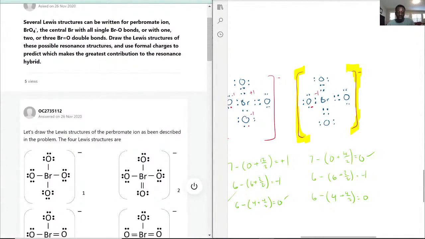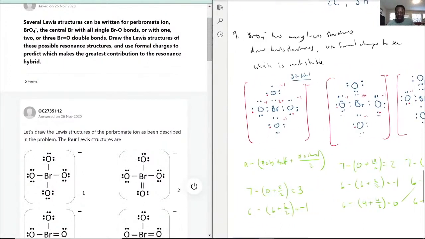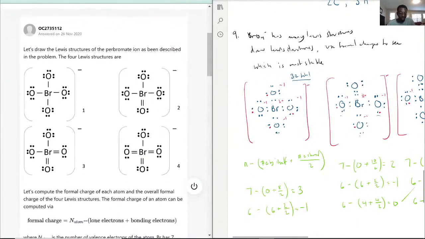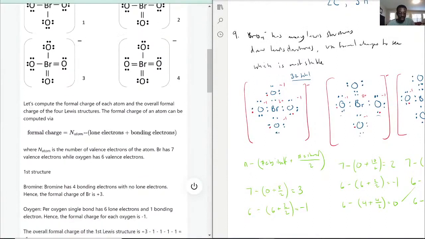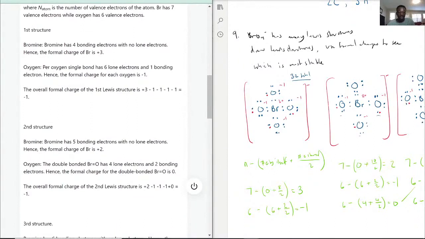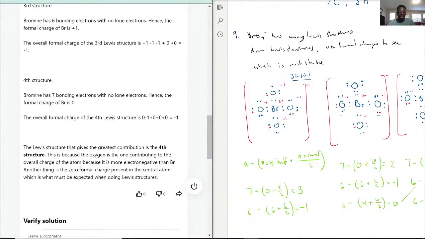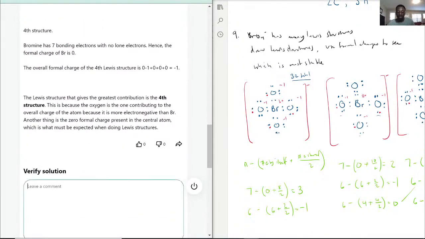And as you can see here, they did draw that, and they did number it 1, 2, 3, and 4. So as I said, 4 would be the most stable. As they go through, they explain the first structure exactly: they have a 3 plus and all these 1 minus 1s 4 times. And the second structure is a little bit less, and it keeps going. And then the fourth structure. So the structure that gives the greatest contribution, as I mentioned, would be the fourth structure.